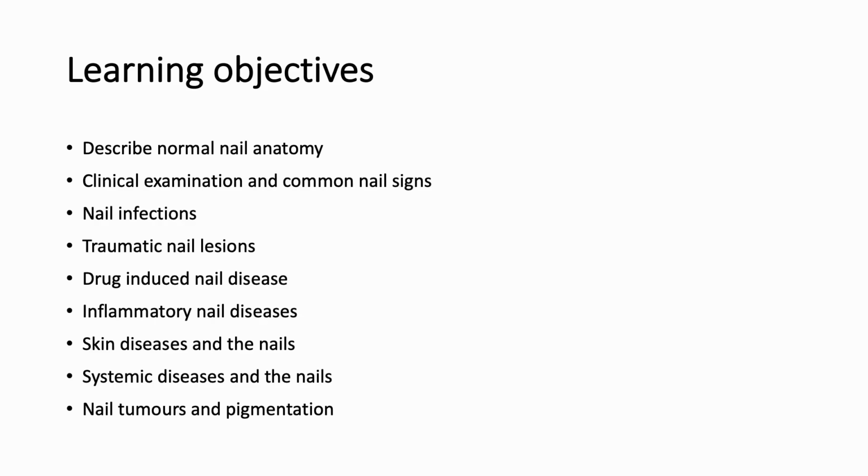In today's lecture, we'll be going through a brief look at normal nail anatomy, clinical examination and common nail signs, nail infections and trauma and what these can look like, drugs and how they can impact the nails, inflammatory disorders of the nail unit, common skin diseases and their nail signs, a few systemic diseases and their nail signs, and then a look at nail tumours and pigmentation, and a look at how benign versus cancerous changes can be distinguished and how to be aware of them.